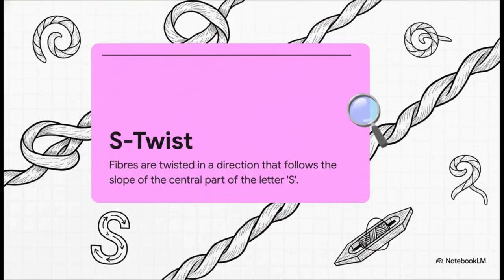All right, let's meet the first letter in our yarn alphabet, S. In an S twist, the fibers spiral in the exact same direction as that diagonal line in the middle of the letter S. See it? It's a super easy way to remember. Now, you won't see it as often in single threads, but the S twist has a really important job, which we'll get to in just a minute.